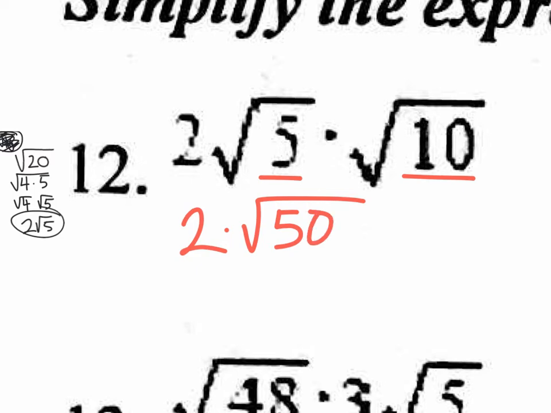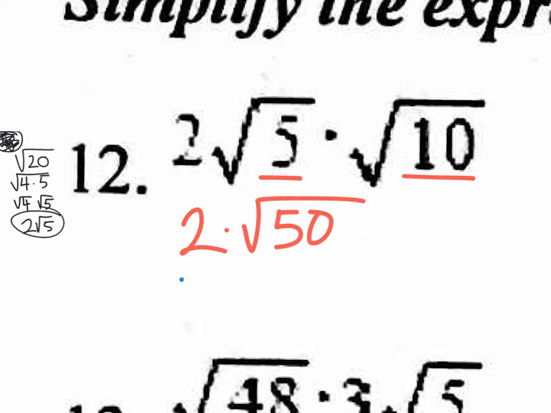Are you with me? Okay, so 5 times 10 is 50. We have the square root of 50 now. So why does that benefit me? Because over here, I couldn't break down 5 to get a perfect square number. Over here, I couldn't even break down 10 to get a perfect square number. But 50, now I could break that down to get a perfect square number.